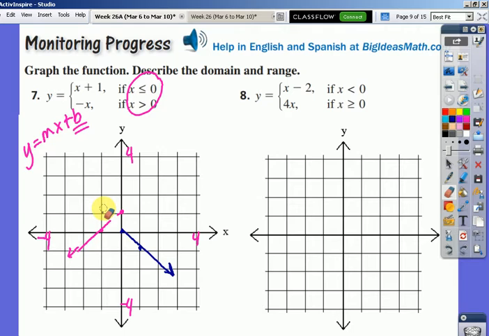Let me redraw this again. Okay, is this going to be open or closed here? Open. Open, yeah, perfect. So it'll be open right here. Does that make sense? Yes.